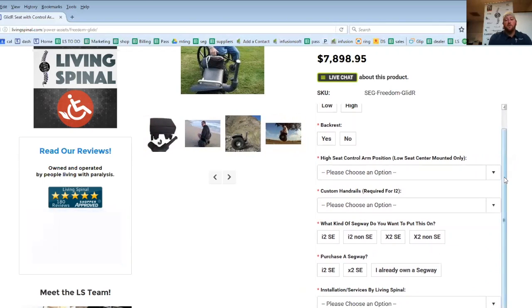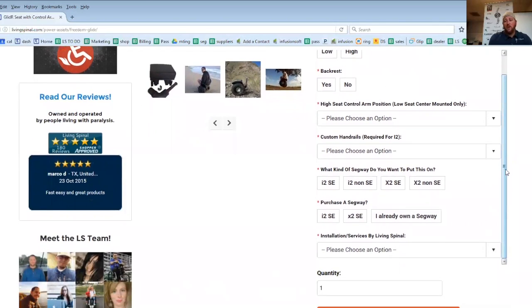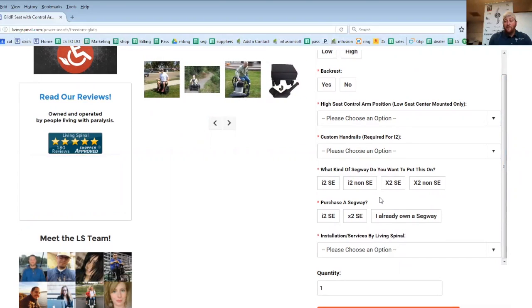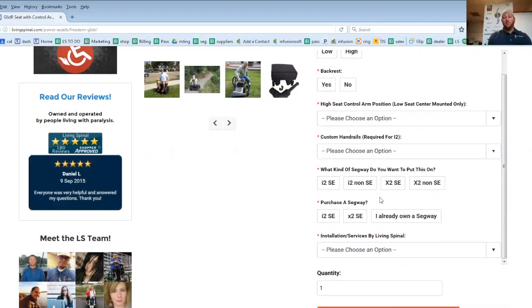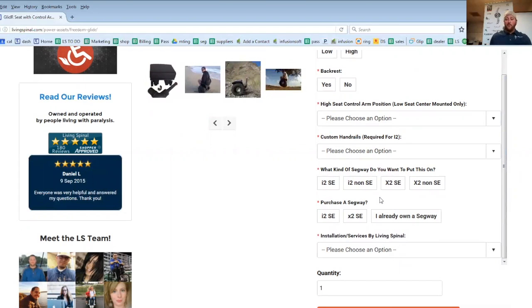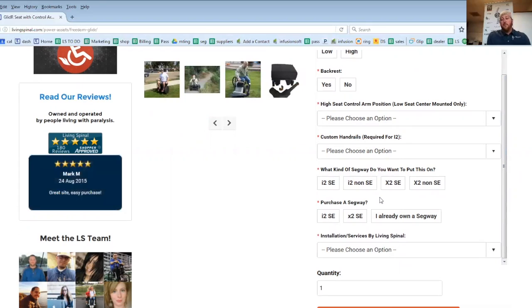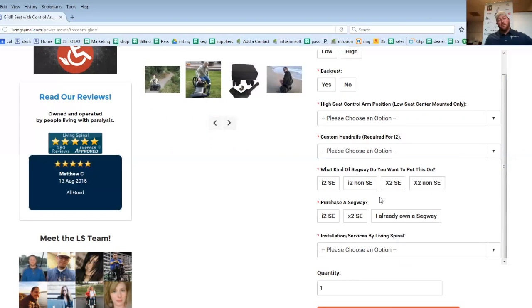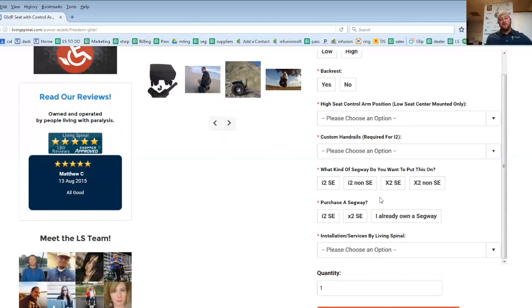Livingspinal.com can help you with getting a brand new Segway. You'll have an option of an X2 or an I2, or maybe you have a Segway already, or maybe you're looking to save a little bit more money and you want to go the used route. Now, there are risks in buying a used Segway. The batteries on the Segways are about $2,000. So, you know, we don't necessarily recommend that people go and get a used Segway.